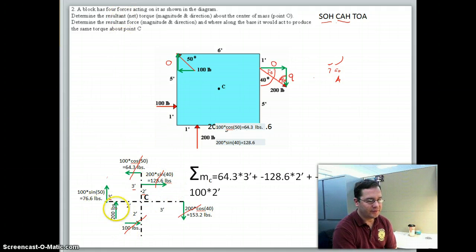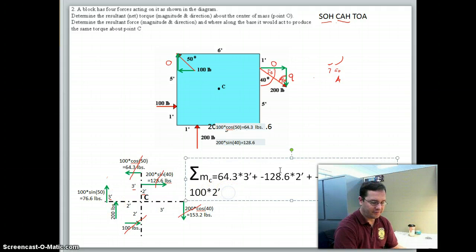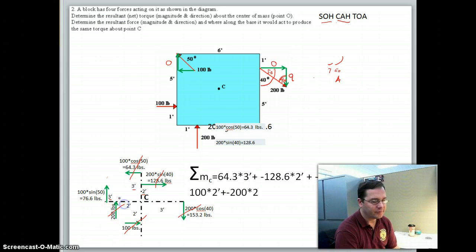And again, we'll move on to this vector over here, this 200-pound vector. This is going to produce a clockwise rotation, so it's going to be a negative number, and it's going to be negative 200 times its distance of 2 feet. And we'll strike that one, because we're done with that.